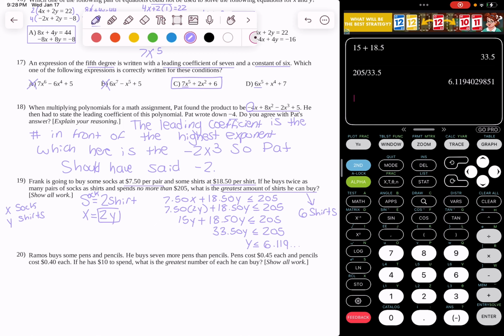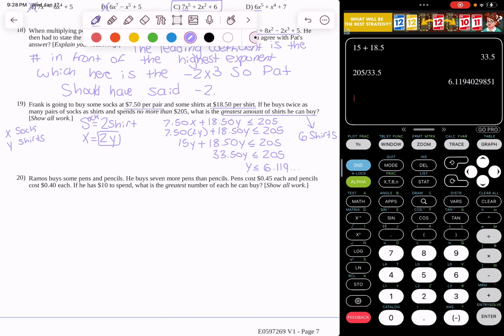All right, let's look at 20. Ramos buys some pens and pencils. All right, so he's buying pens, which I'll make X, and he's buying pencils, which I'll make Y. He buys 7 more pens than pencils. 7 more pens than pencils. So his pens are equal to 7 more than pencils. So 7 plus pencils.